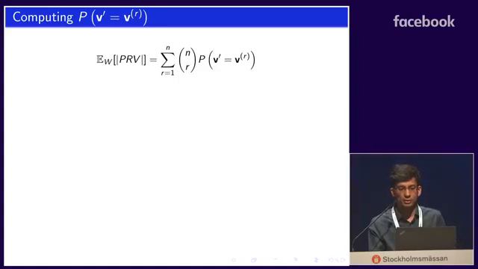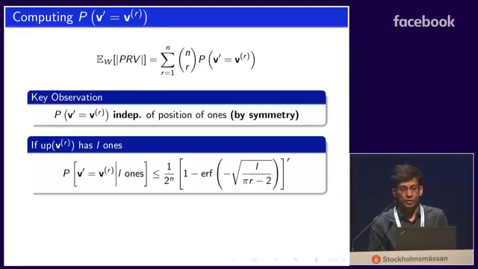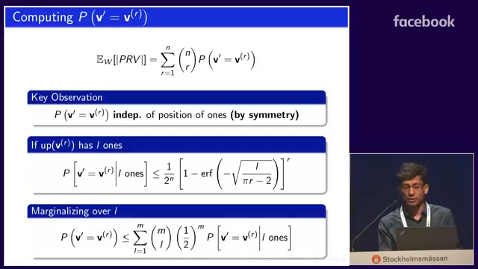This follows from a key observation that the probability of reconstruction depends on R, the number of ones, but it does not depend on the position of ones in that vector. This we can see by symmetry. If the most likely hidden units vector contains L ones, then conditioned on that, one can show that this probability is upper bounded by this expression. And we can show that L is a binomial random variable, so we can marginalize over L to get the upper bound on this probability of reconstruction.